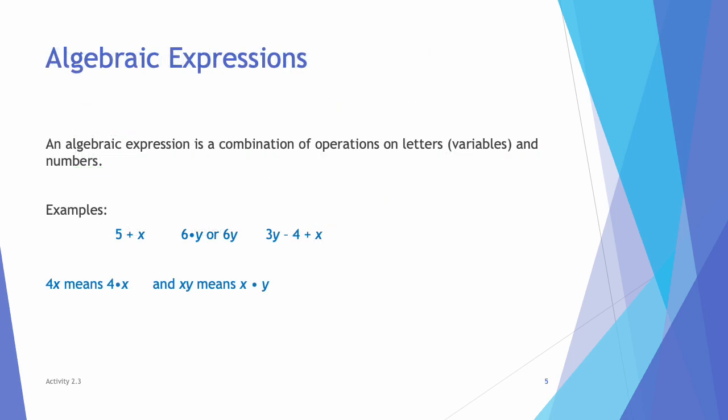When we're dealing with algebra, we also look at algebraic expressions. An algebraic expression is a combination of operations on letters or variables and numbers. Some examples are 5 plus x, 6 times y, or just 6y, and 3y minus 4 plus x. We want to make note that whenever you see a number next to a letter, like 4x, it means 4 times x. Or if you see two variables together, like xy, that means x times y.